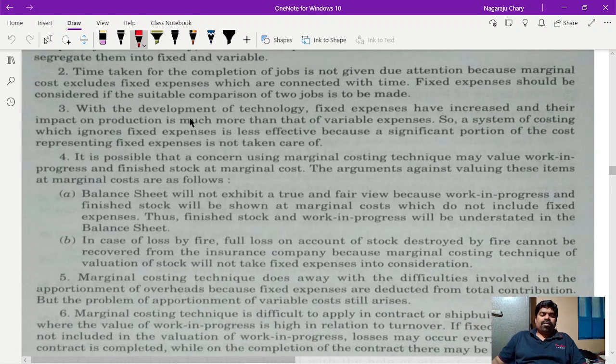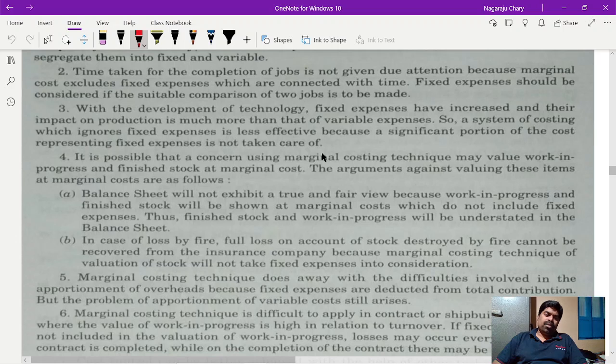And next we see, with the development of technology, fixed expenses have increased and their impact on production is much more than that of variable expenses. So a system of costing which ignores fixed expenses is less effective, because a significant portion of the cost representing fixed expenses is not taken care of. Here you see fixed expenses may increase because of technology development. We have to develop infrastructure and technological developments, so the fixed expenses may increase.